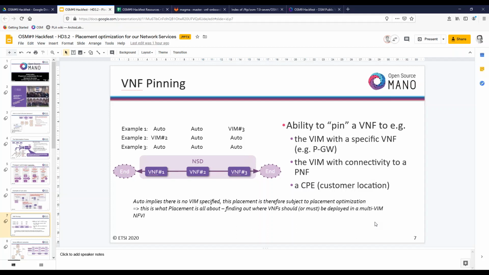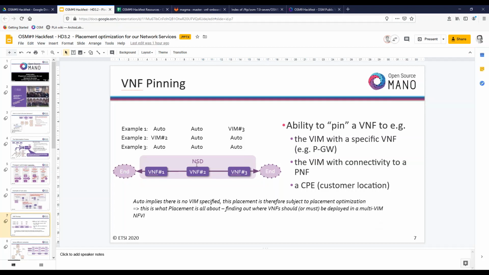Then a bit about pinning things. I mean, what we have in reality doesn't live out of context. What we ultimately aim to do is to provide, for telco applications, coverage, network accessibility in some region or in some area.